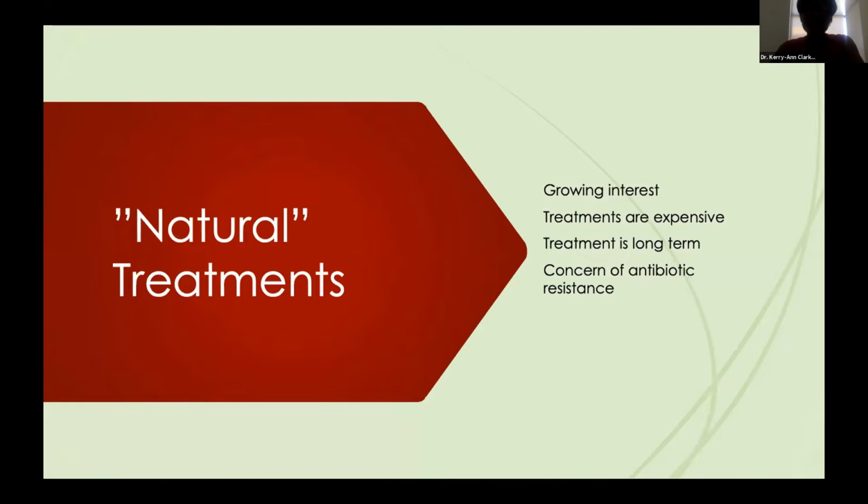So now we're moving on to our natural treatments. There's growing interest in this because treatments are expensive. The treatments tend to be long-term. And of course, everybody is concerned about antibiotic resistance and what they're taking in and the long-term effects of the oral medications that we're giving the patients.